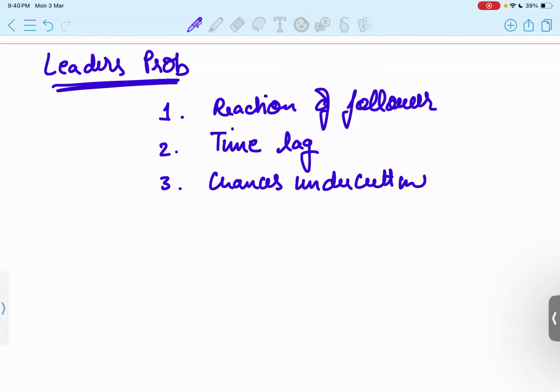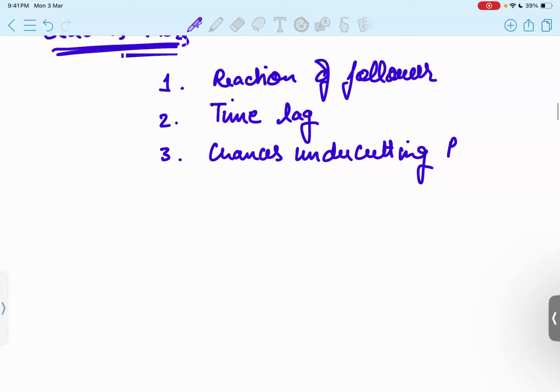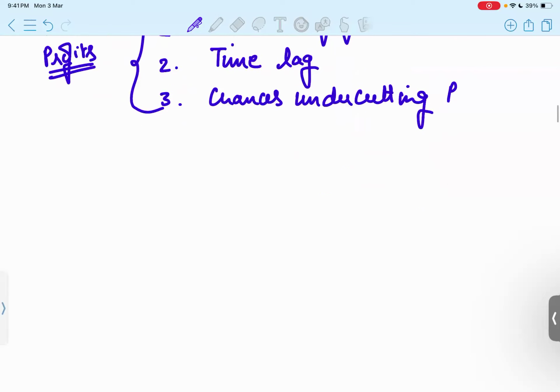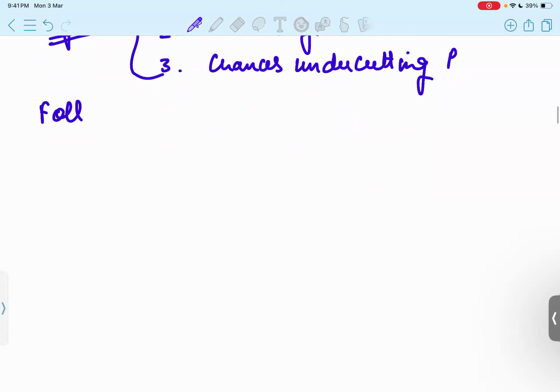Chances of undercutting the price increases. So that is also a challenge. And all these three factors together will be impacting the profits of the leader firm. That is why it is a problem for the leader. And another is the follower's problem.